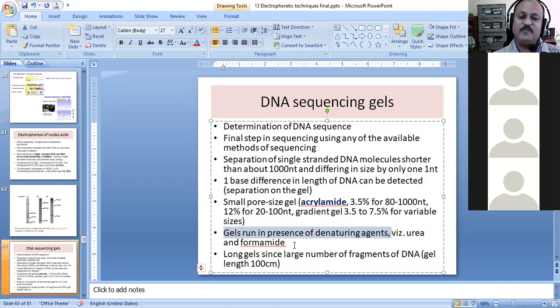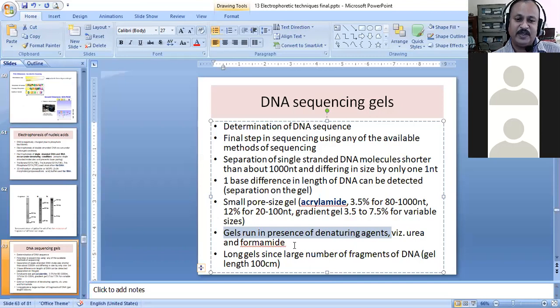If we want them to run properly on the gel, then the single stranded molecule should remain single stranded only, right? And therefore we use the denaturing agents, right? So these gels are also called denaturing gels. Just remember this technical term. The gels are also called as denaturing gels. Is it okay?